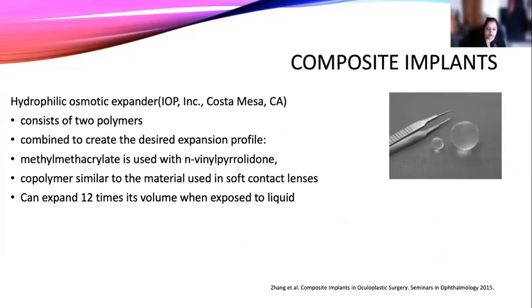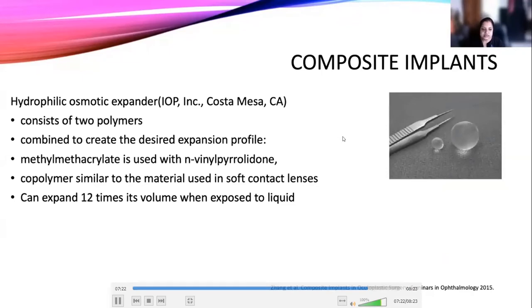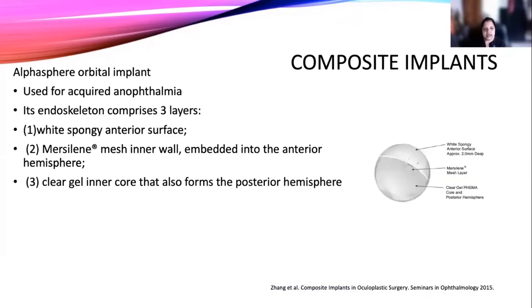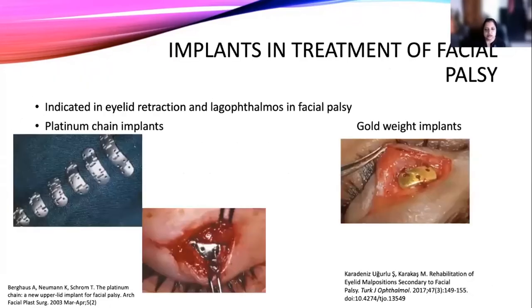We have some cosmetic composite implants, which are used mainly in congenital anophthalmos to expand the orbit and help the growing orbit to maintain cosmesis. The hydrophilic osmotic expander consists of two polymers, the methyl methacrylate and the N-vinyl pyrrolidone. This expands to 12 times its normal volume when exposed to liquid. Then we have the alpha sphere orbital implant, which is used in acquired anophthalmia, which has a white spongy anterior layer and a clear gel posterior layer with a Mersilene mesh in between.